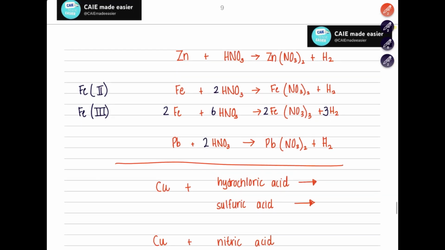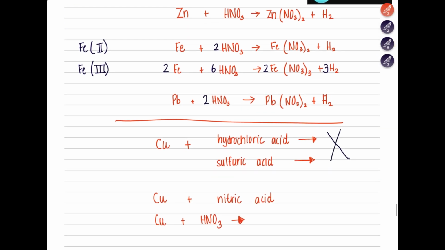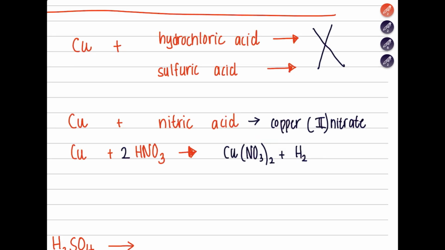Now, what about copper? The thing is, when copper is reacted with hydrochloric acid or sulfuric acid, there is no reaction. Copper only reacts with nitric acid to give us copper nitrate. So here, copper plus nitric acid gives us copper nitrate plus hydrogen.